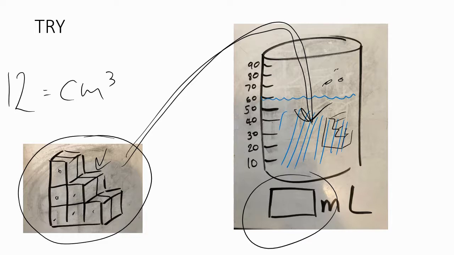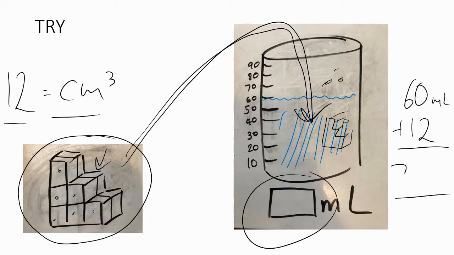That means the water level has gone up what? It's gone up plus 12, hasn't it? So if the water level was already on 60 millilitres, it's gone up plus 12 because we popped in 12 centimetres cubed. That means the new water level is going to be 72 millilitres, and I hope you got 72 millilitres. That would mean the water level goes all the way up here, just a bit above the 70, wouldn't it? Because this object is taking up extra space in the water.